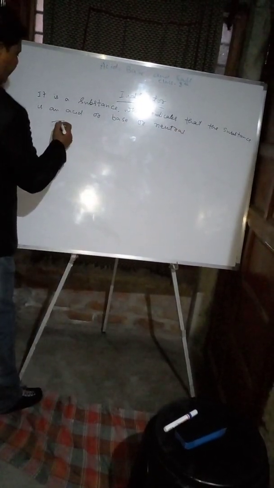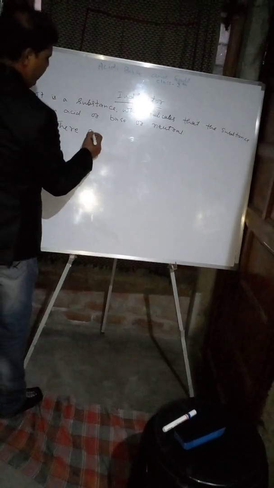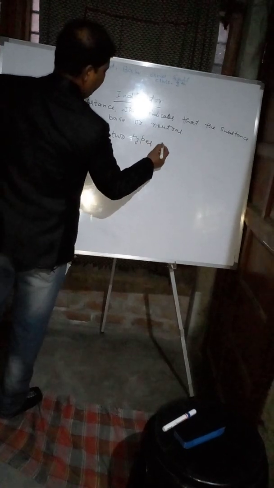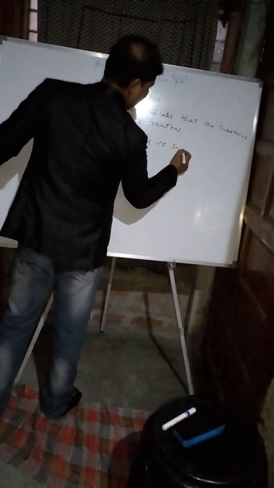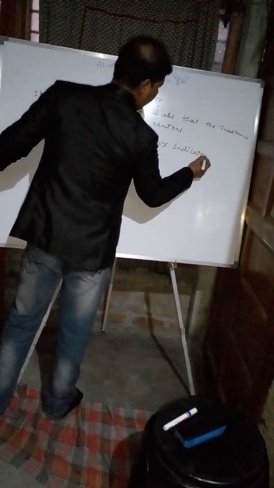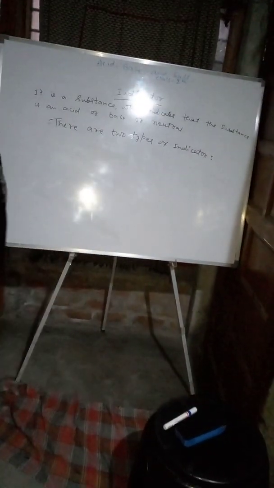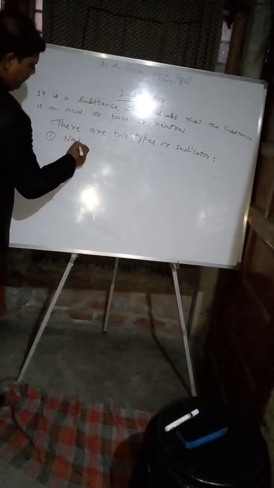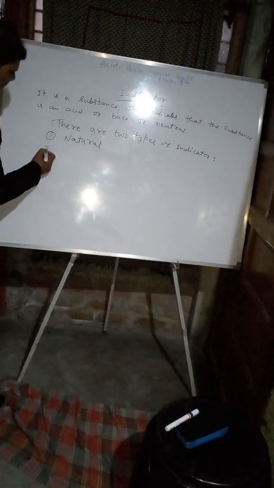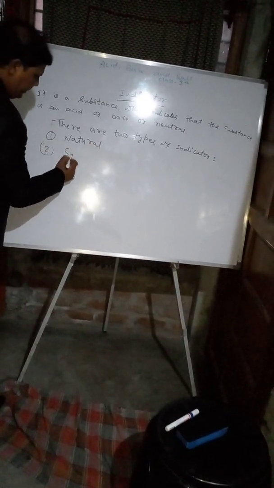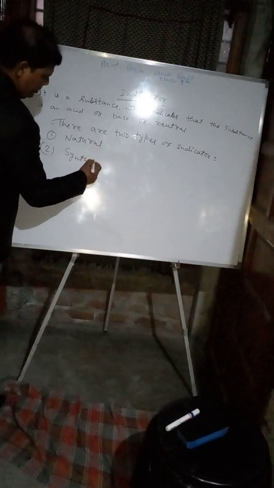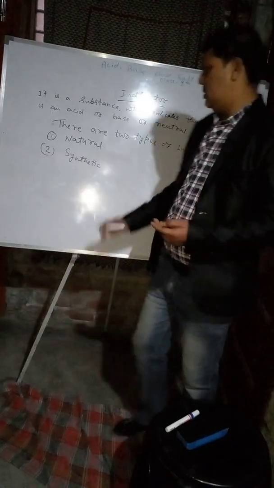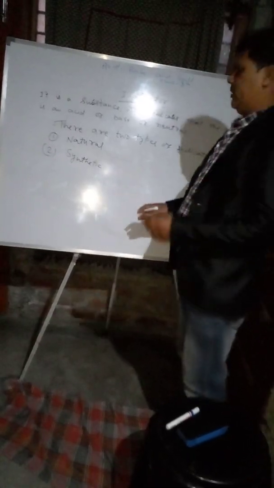There are two types of indicator. One natural and another is synthetic. Synthetic means artificial, or you can say man-made. Synthetic, artificial, or man-made, right?